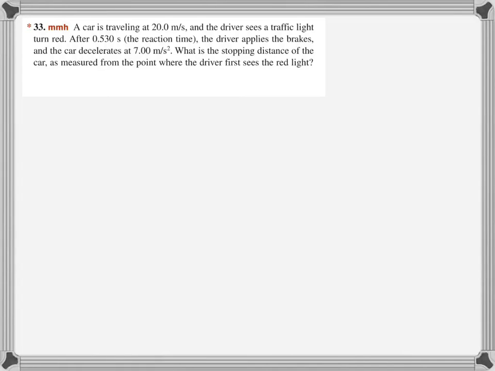Okay, in this story we have a car that's going 20 meters per second, and then the guy sees a traffic light, and after 0.530 seconds he applies the brakes and decelerates at 7 meters per second squared. So here we have some of our values. So we actually have two situations.